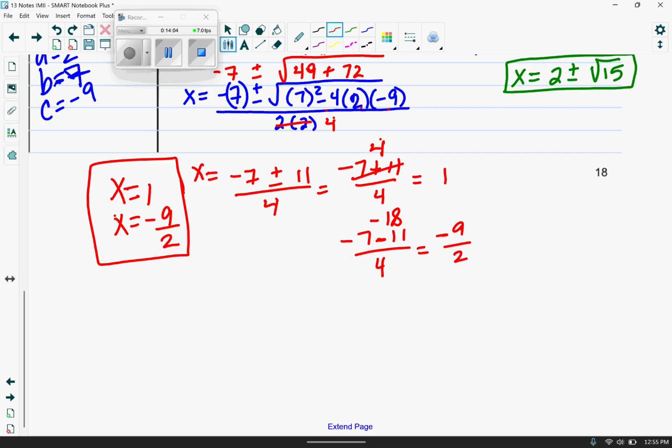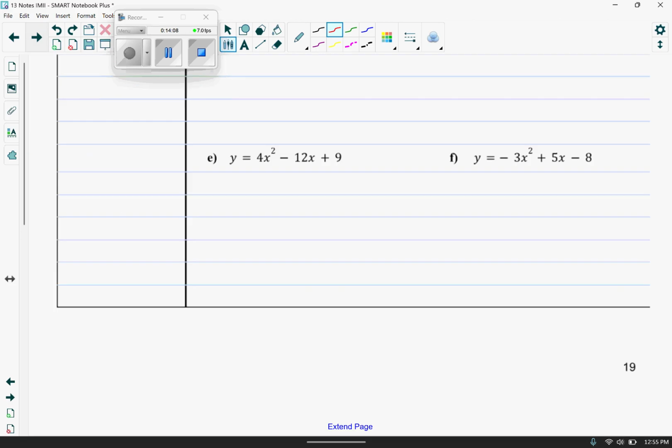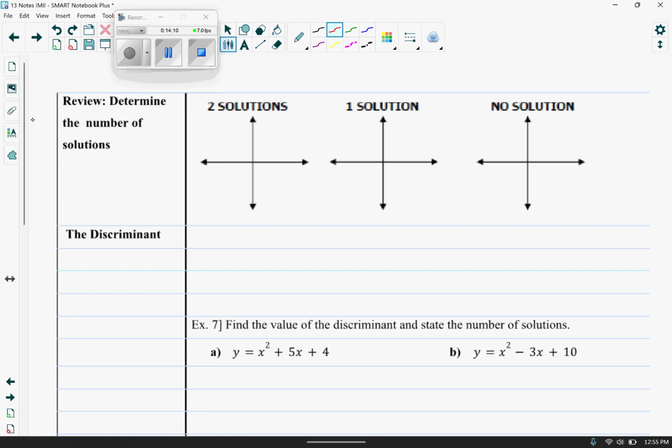All right, so that's using the formula. Let's go back to the next page here. Now, determining the number of solutions, that's the next piece. So, number of solutions, well, we have choices. 2 solutions means it's going to cross the x-axis 2 times. 1 solution means it's resting with the vertex on the x-axis, so it touches 1 time.